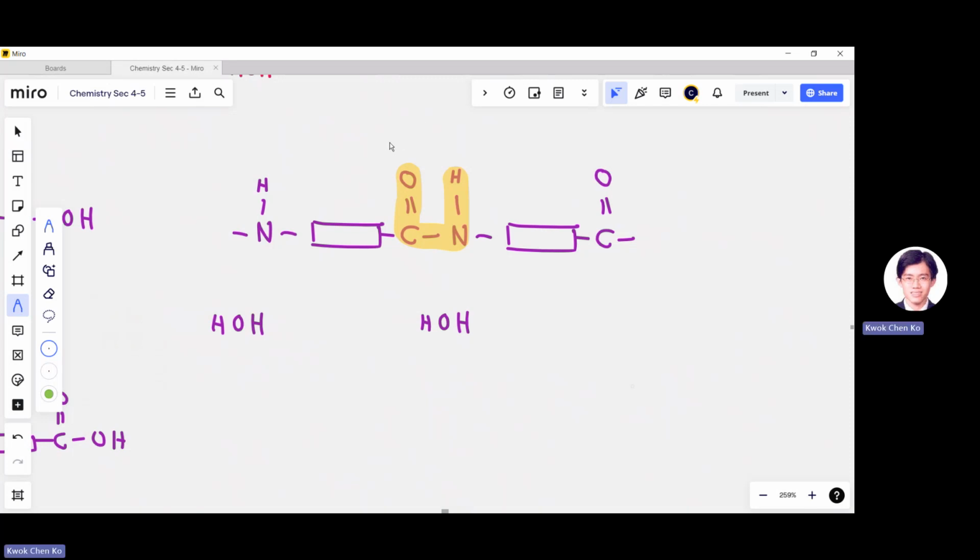This is called the amide linkage. That is why they call this a polyamide. So look for this OCNH in this order. O is a double bond. If you see this, you are looking at a polyamide.